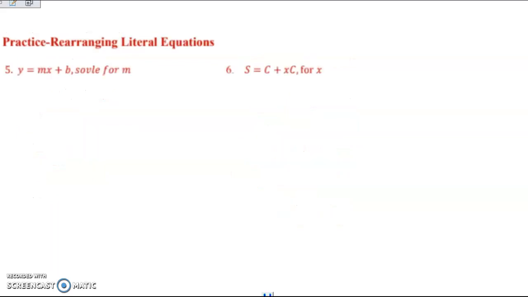Sometimes these get to be a little tricky. So think about how you would do this. You're going to solve for m, so you're going to subtract the b from both sides. Then you're going to divide by x on both sides. This one here, you're solving for x. So you would have to subtract c from the s, and then you would have to divide by the c. Actually, let's do that. So it would be minus c.